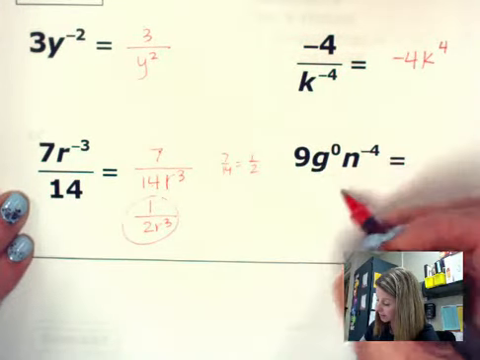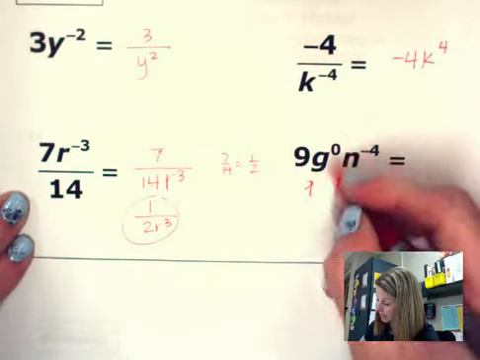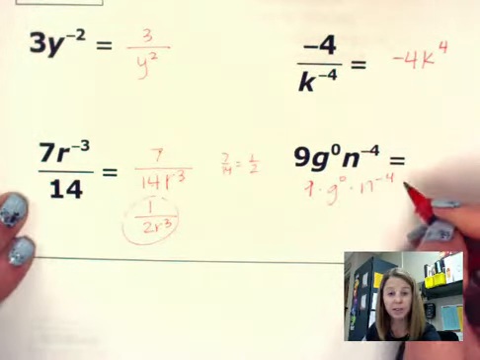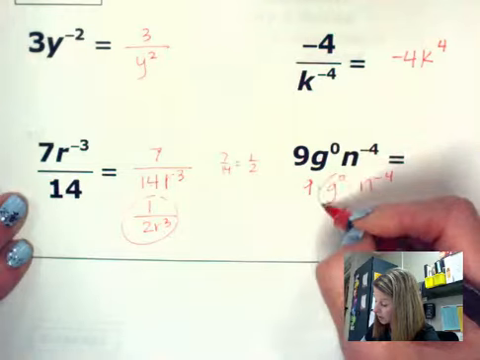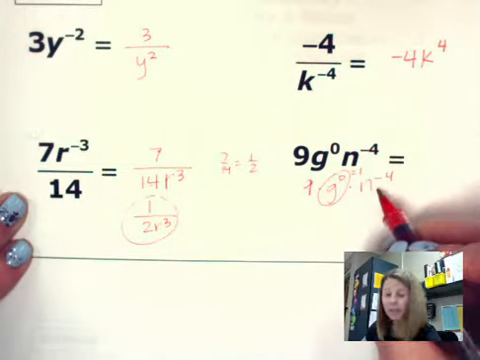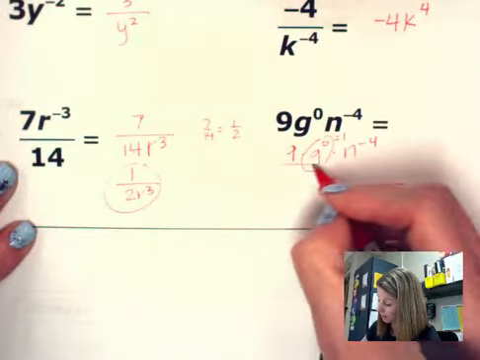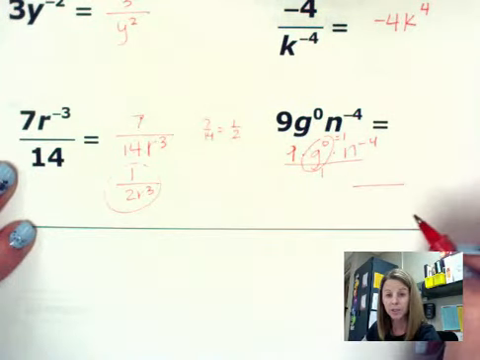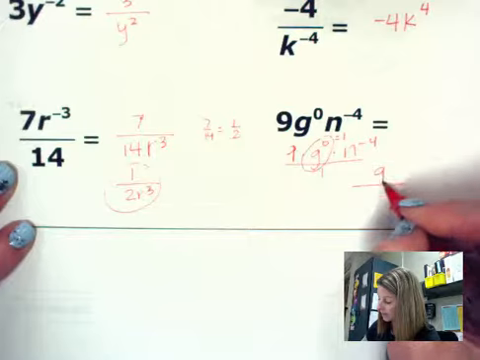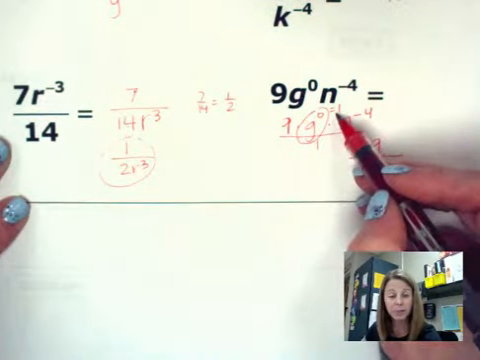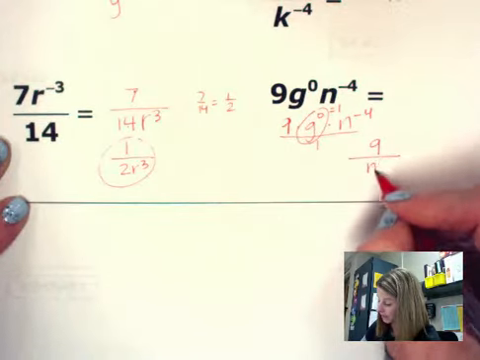Okay, this one is like saying 9 times g to the 0 times n to the negative fourth. So I got two things here. G to the 0 power is 1, and n to the negative fourth switches down. So remember, all of that's really over 1. So I'm going to have a 9 left in the numerator all by itself. G to the 0 is 1. I don't need to write that down. The bottom is n to the fourth.